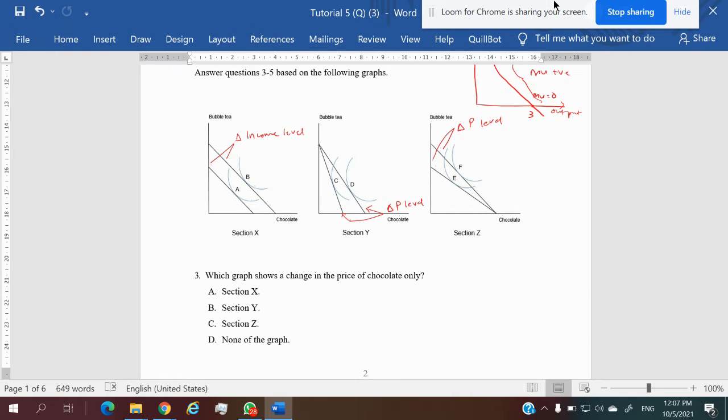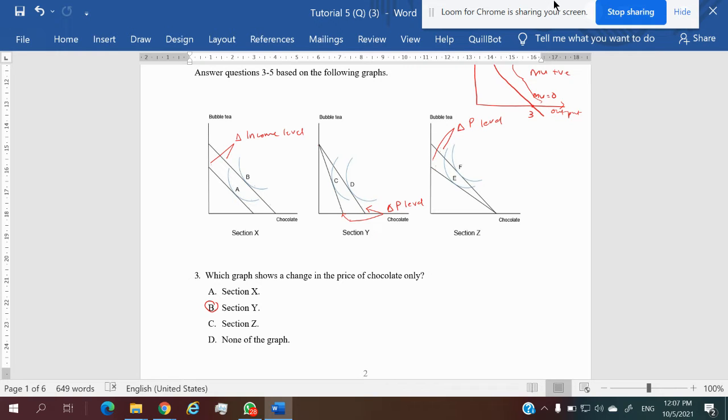Okay, so to answer question number 3, which graph shows a change in the price of chocolate only? We can see that the budget line shifts from here to here. This is because there is a change in the price of chocolate. This one, the change over here of your budget line, is caused by the change in the price of bubble tea. So to answer question 3, the answer is section Y.